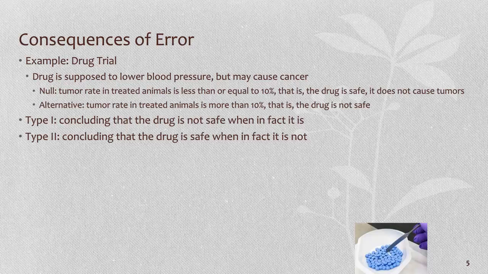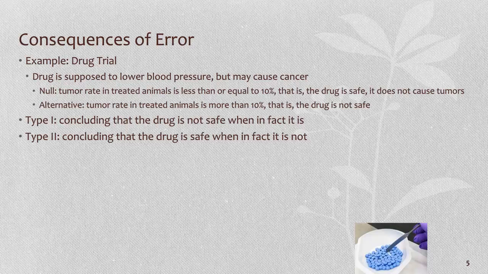But type 1, we claim that the alternative hypothesis is true when in reality our null hypothesis is true. So in this scenario, that would mean concluding that the drug is not safe when in fact it is. The result of this would be that we have a drug that lowers blood pressure, right? So we're saying blood pressure leads to heart attack, leads to all of these negative health consequences. We have a drug that helps that. It helps alleviate that problem, but we're concluding that the drug is not safe.